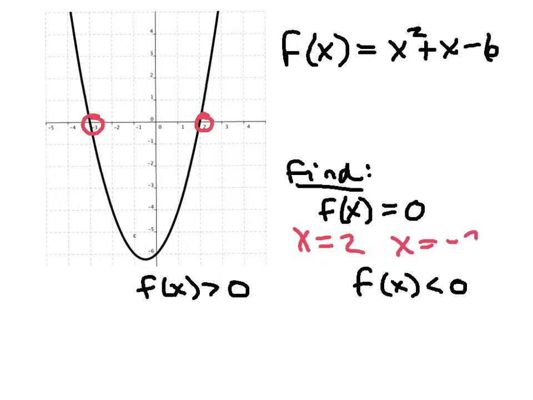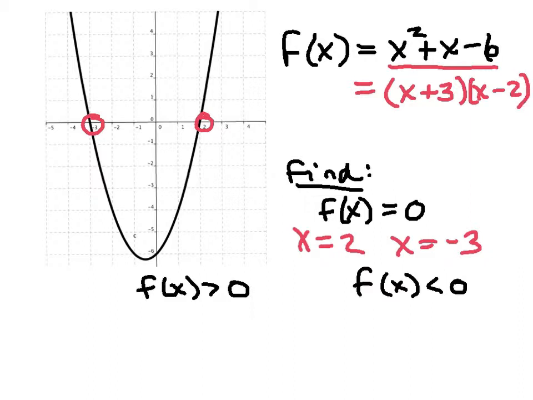Now again, if you weren't given the graph, how would you find that algebraically? Well, we see that x squared plus x minus 6 can be factored into x plus 3 times x minus 2. So since this factors, we can then set each one of these factors equal to 0, and we get x equal to 2 and x equal to negative 3.